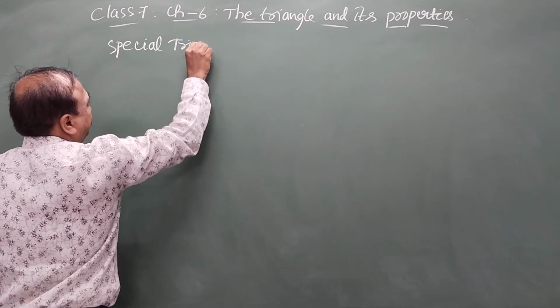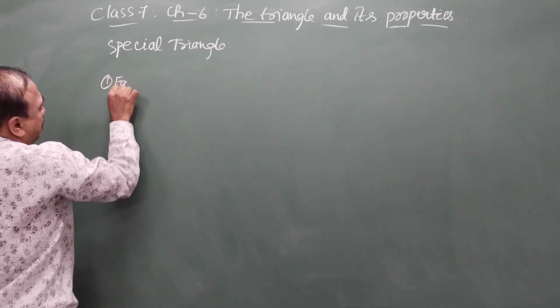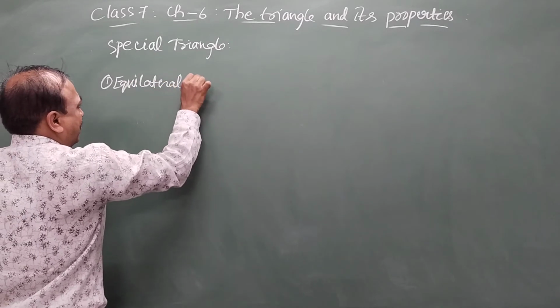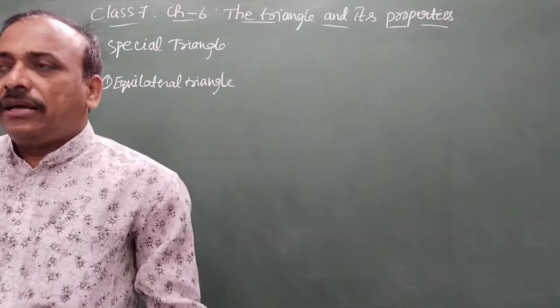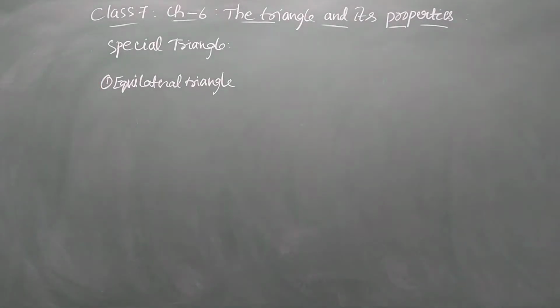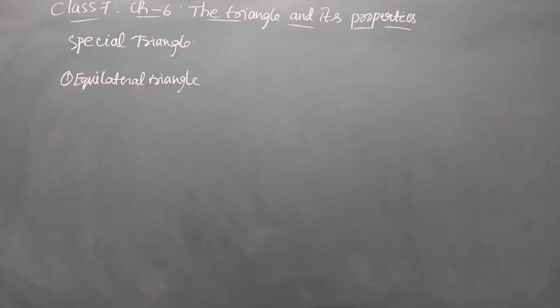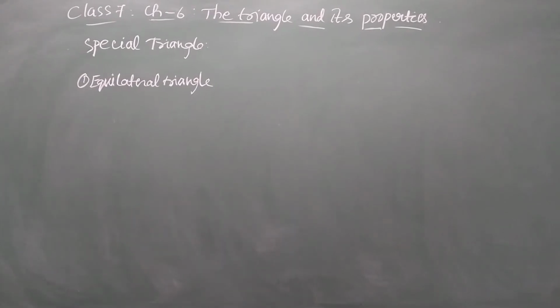The first one is the equilateral triangle. What is special about an equilateral triangle? All three sides are equal. In an equilateral triangle, all three sides are equal.